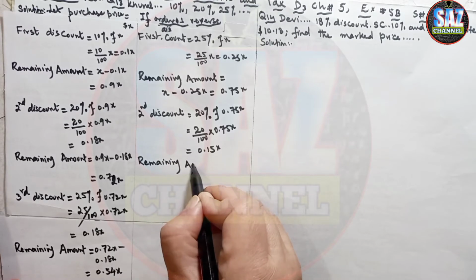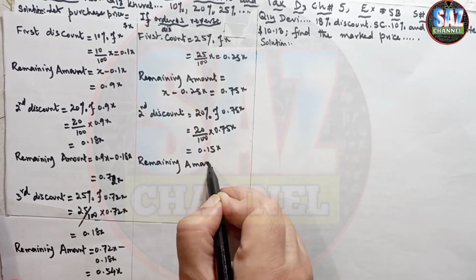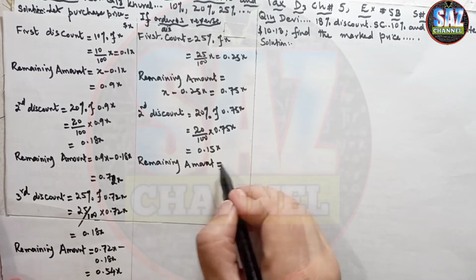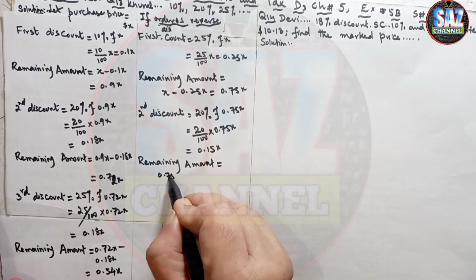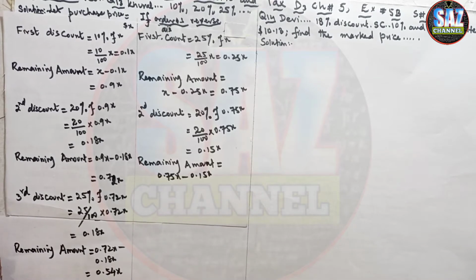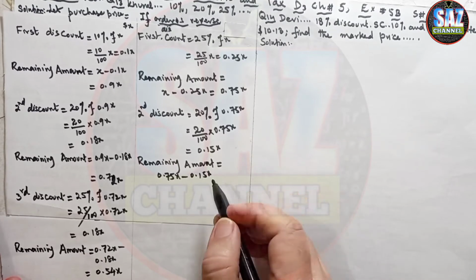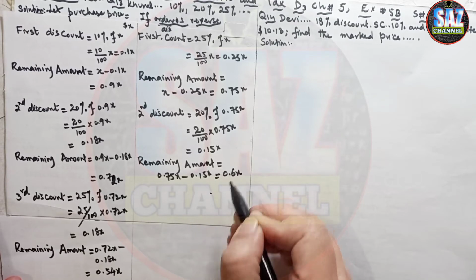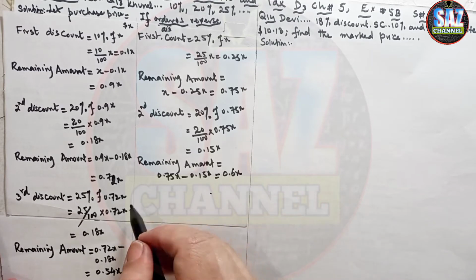And now the remaining amount that he has to pay equals 0.75x minus 0.15x, which is 0.60x. And now he is availing a discount of 10%.